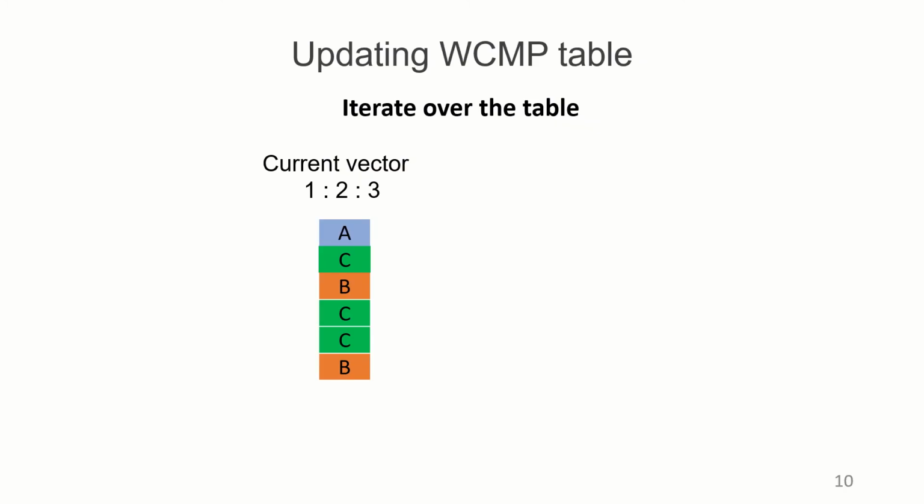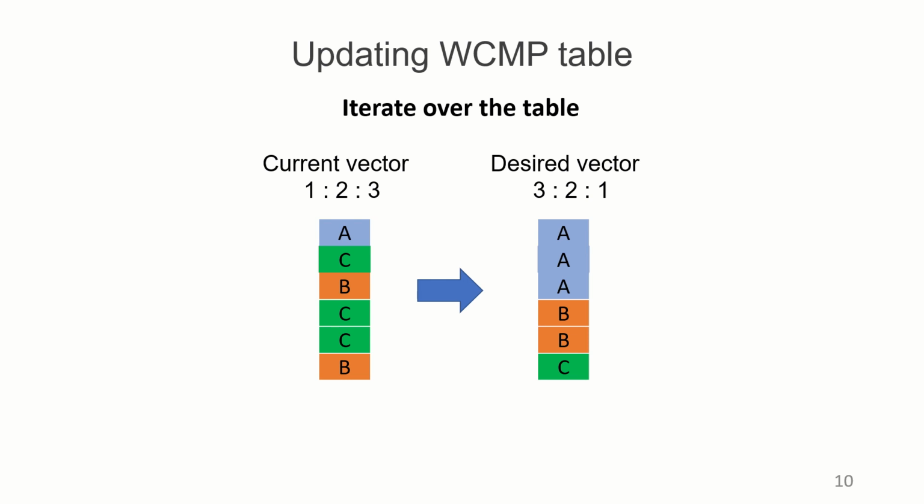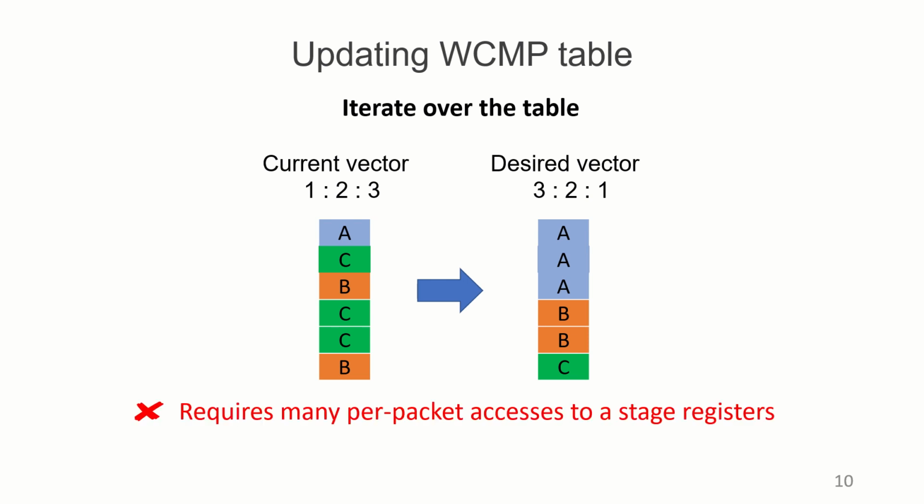One idea is to iterate over the table, and for each path, we allocate the corresponding number of entries in proportion to the desired weight. But in order to update every entry in the table, we need many accesses to the registers. Given the aforementioned constraint, it is very difficult, if not impossible, to do this with one single probe packet, especially when the table size is large.